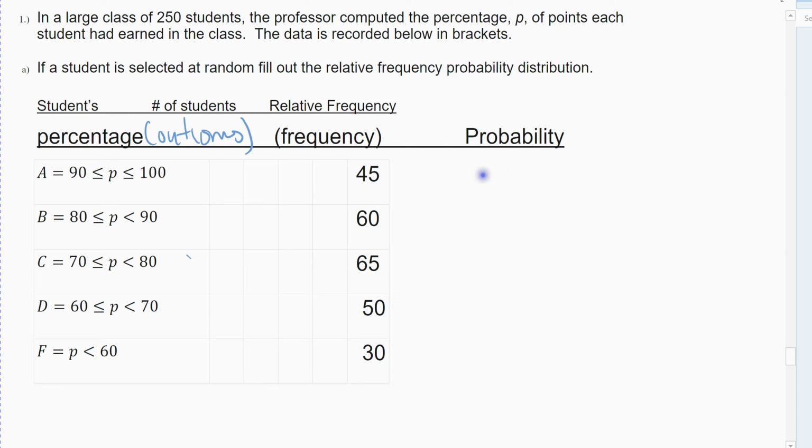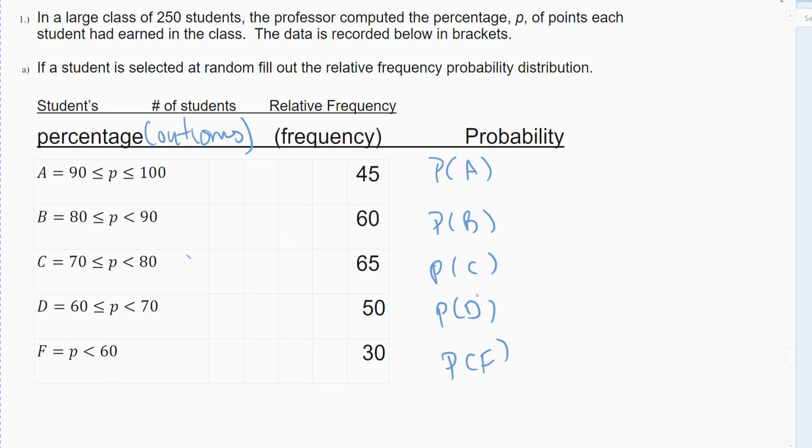Frequency is what I'm going to use to find my probability. I want the probability of my particular outcome. What's the probability that I have a student with an A? What's the probability of a student with a B, C? I'm looking for the probability of an A student, probability of a B student, probability of a C, and so on. Those are all of my possible outcomes, along with their probability.